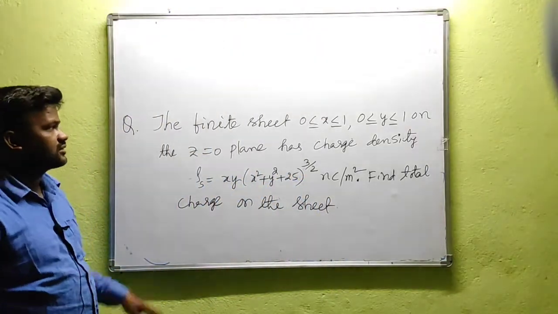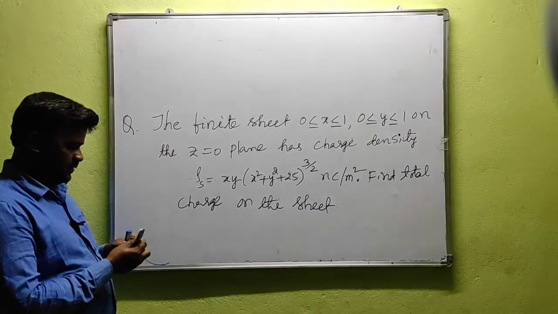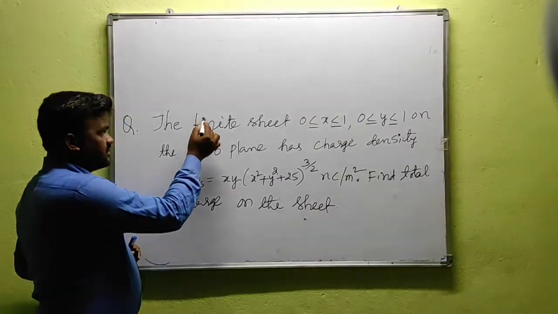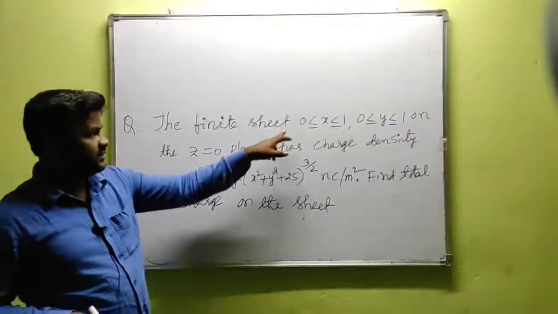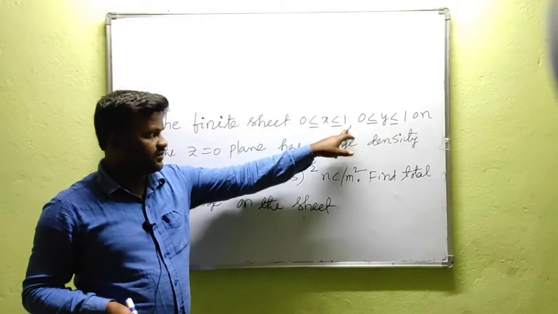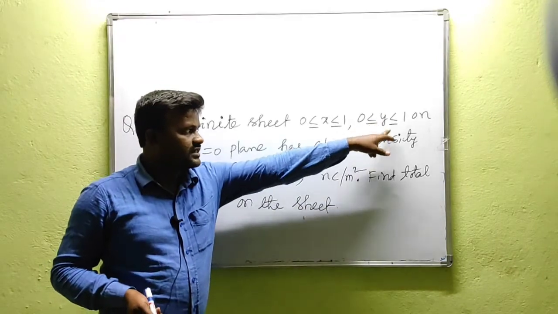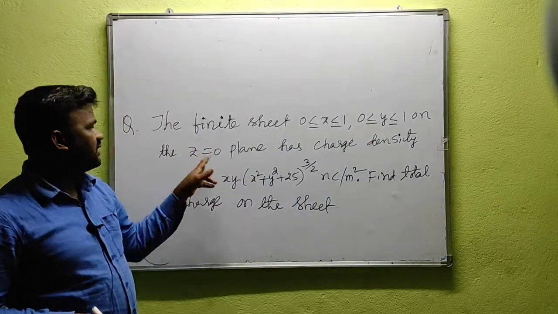In today's class, we will solve one problem related to sheet of charge. Here they provided what? The finite sheet 0 is less than x is less than 1, 0 is less than or equal to y is less than or equal to 1 on the z equal to 0 plane.